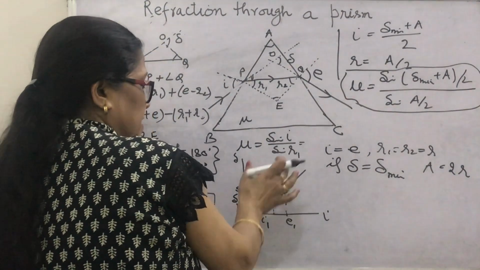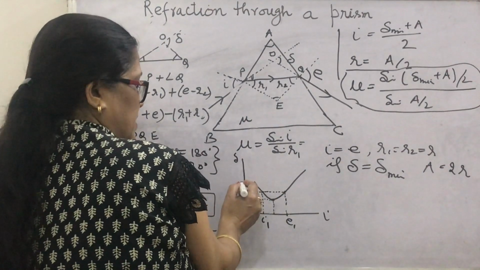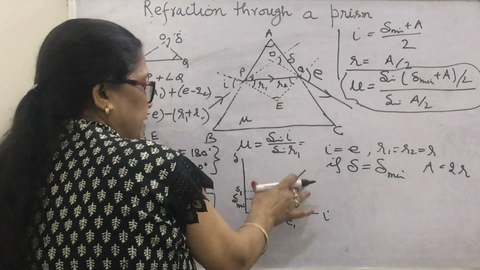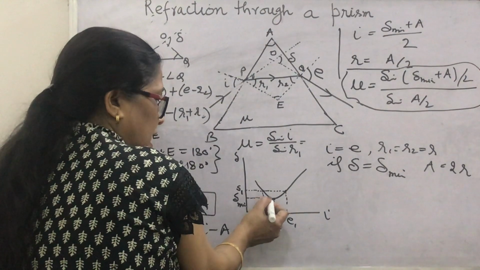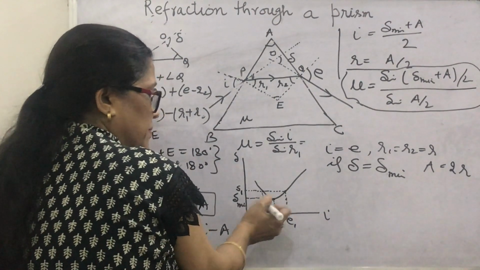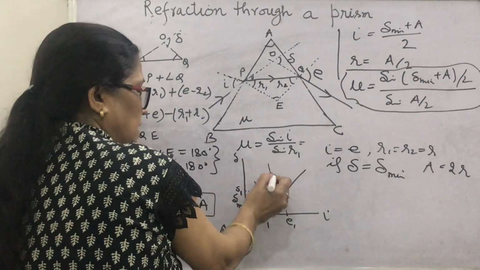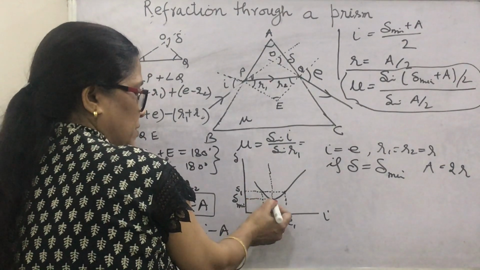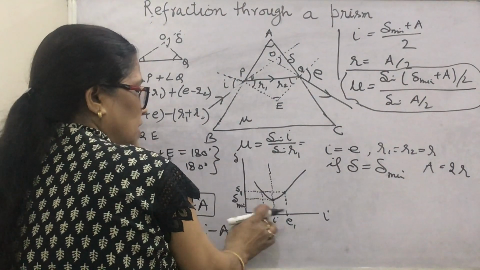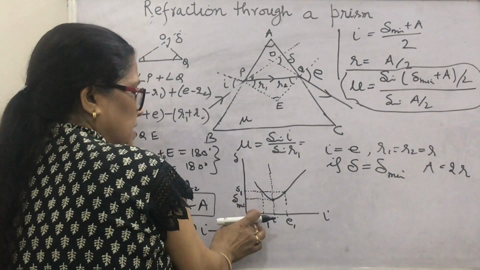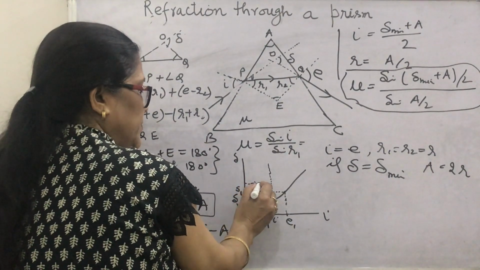You have to plot the graph for various angles of incidence, and you will find that the graph is not a perfect parabola, except at one point, where you will find that this gap is a little less than this gap. If you draw a vertical line passing through the minimum deviation position, other than this angle I, there are two values of I you will find: one is the angle of incidence, and the other is the angle of emergence.